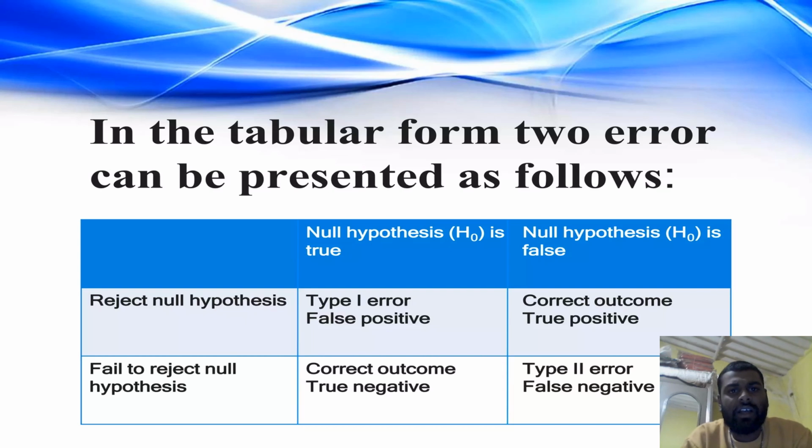In tabular form, the two errors can be represented as follows. Reject null hypothesis: if the null hypothesis H0 is true, it is a type 1 error, false positive; if the null hypothesis is false, it is a correct outcome, true positive. Fail to reject null hypothesis: if H0 is true, it is a correct outcome, true negative; if it is false, it is a type 2 error, false negative.